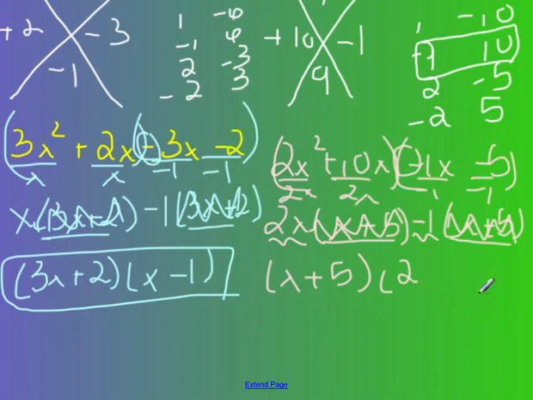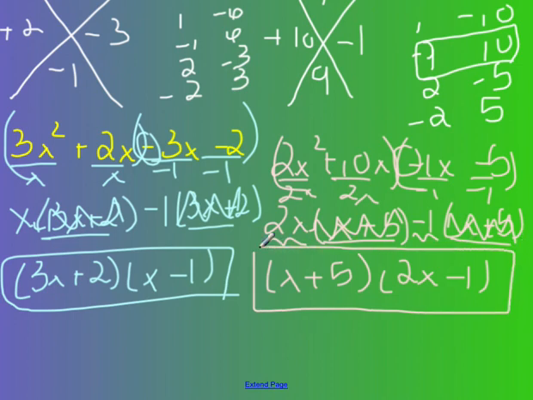So then I have, again, if these two parentheses are flipped around, that's okay too. Like if you had 2x minus 1 first, that's okay because multiplication is commutative. 2 times 3 is the same as 3 times 2.